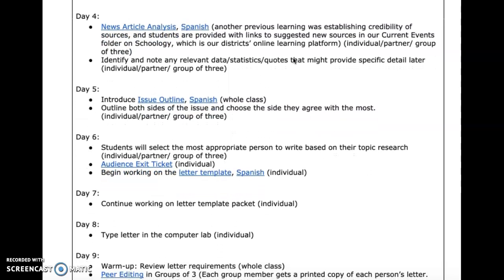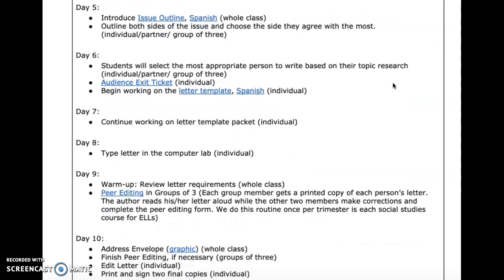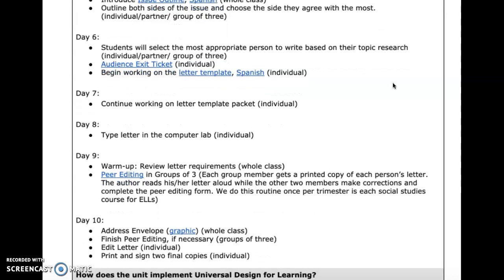Day four is when students start their research. We have a news article analysis that they do, and eventually they're going to use a quote from one of their research articles. Day five is when they outline the issue, and eventually they'll use this in paragraph 2 of their formal business letter, stating the two sides of the issue and what the major arguments are for each.